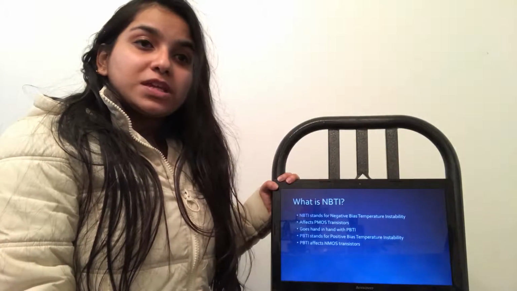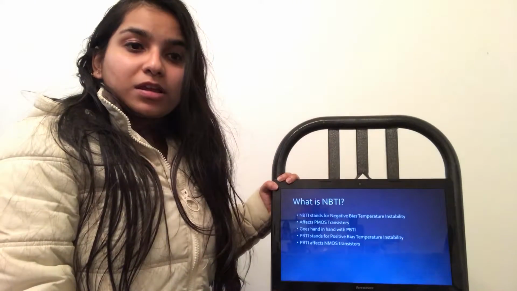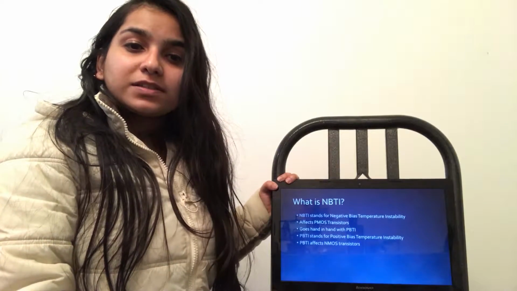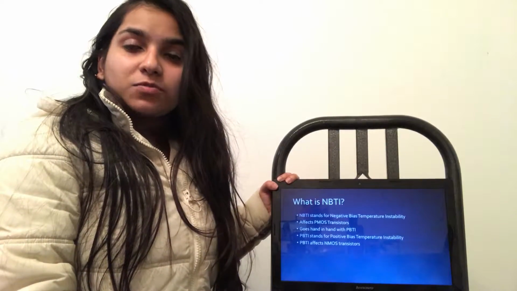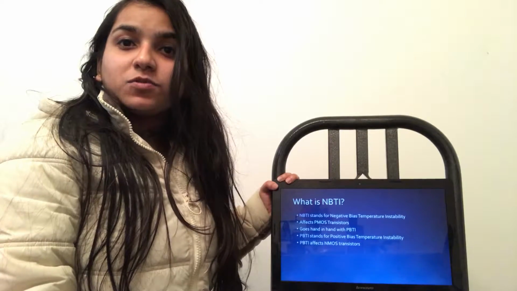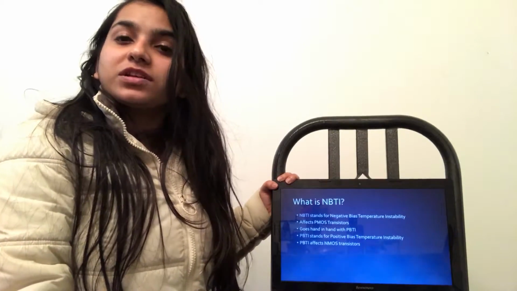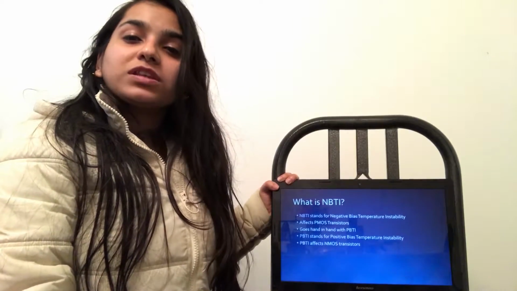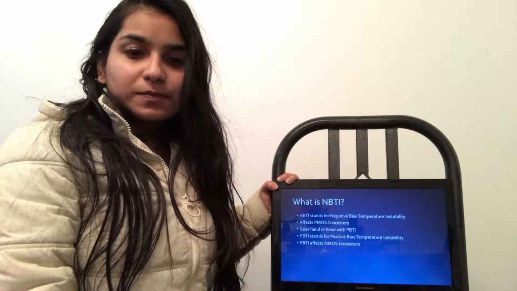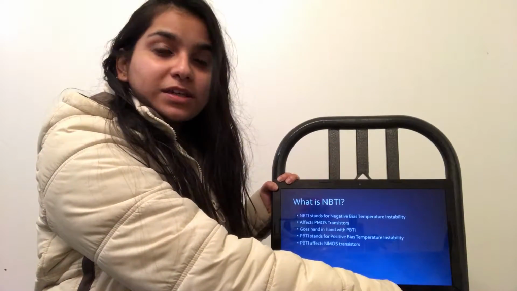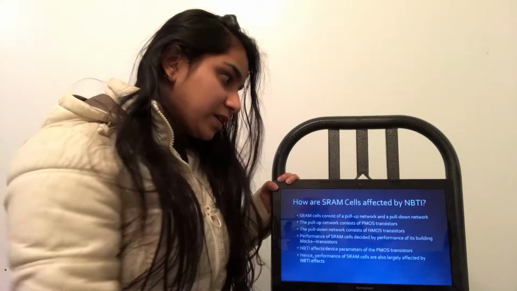It would almost be incomplete if I don't mention PBTI effects. PBTI effects go hand in hand with NBTI effects. As you would have already guessed, PBTI stands for positive bias temperature instability and is only seen in NMOS transistors. As you can tell, NBTI and PBTI go hand in hand in SRAM cells.